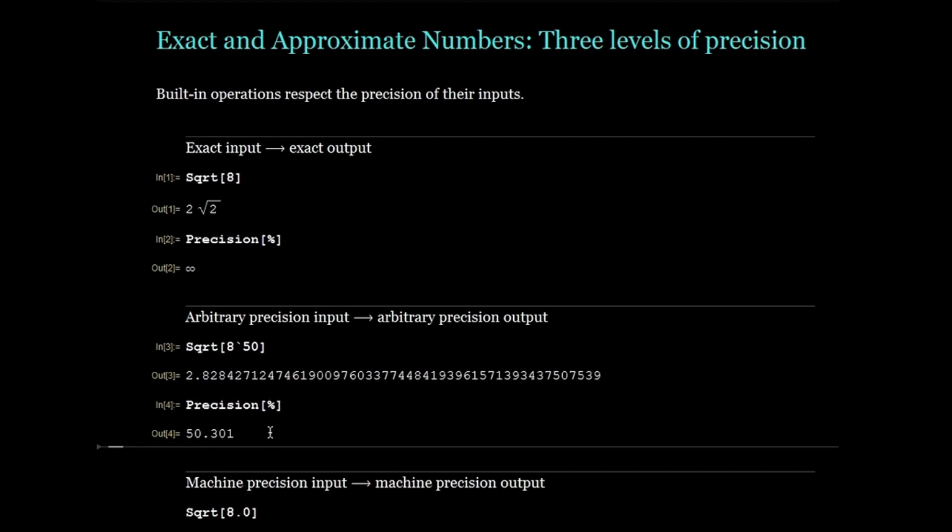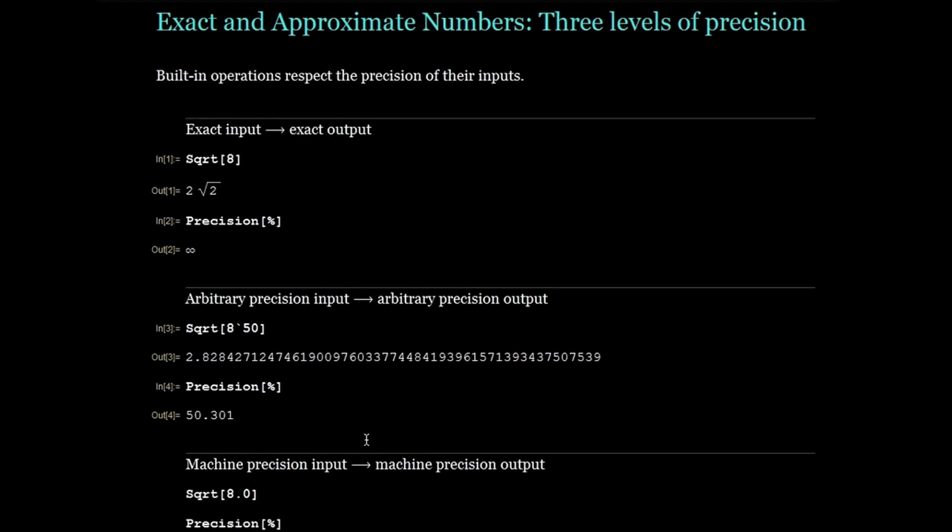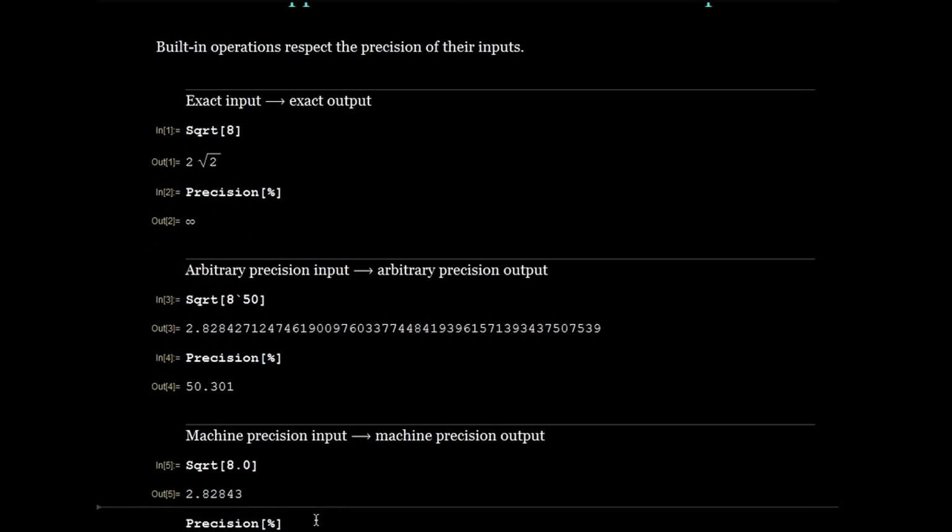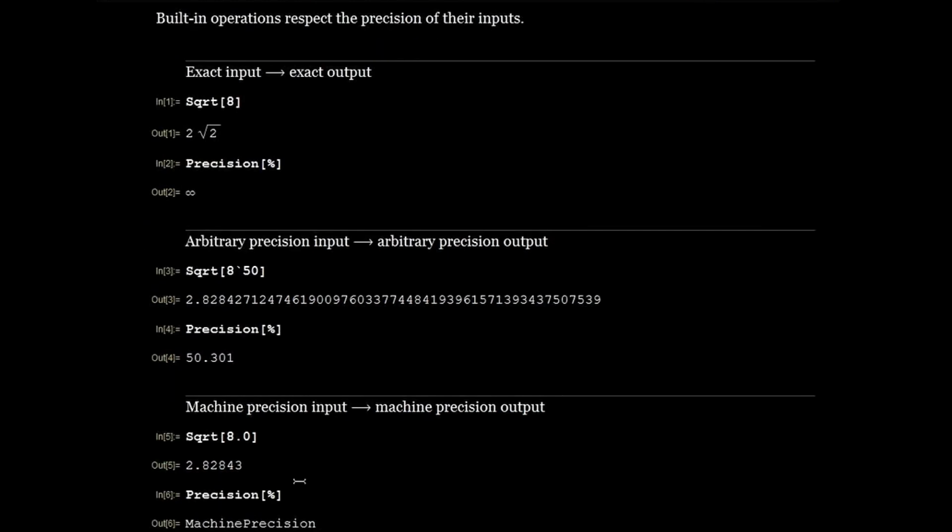Note that the output precision is slightly higher than the input precision. This is because, for square root of 8, Mathematica determines that knowing the input to a relative error of 10 to the minus 50 is enough to be confident about the result with a relative error of just 10 to the minus 50.3. When the input is a machine precision number, the output is also a machine precision number. The special symbol MachinePrecision is returned by the Precision function in this case.